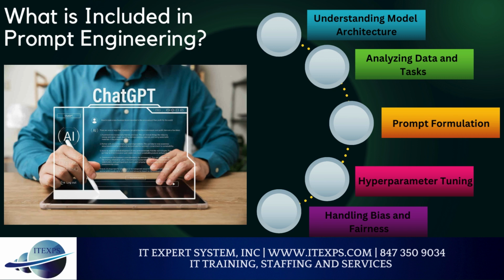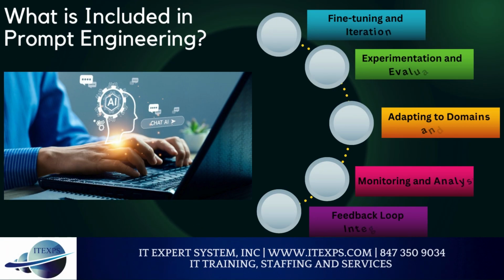Hyperparameter tuning. Experimenting with different prompt structures, lengths, and formats to optimize model performance. Handling bias and fairness. Addressing biases in prompts to ensure fair and unbiased model responses, considering ethical implications. Fine-tuning and iteration. Iteratively refining prompts based on model performance, adjusting inputs to improve output relevance and accuracy.